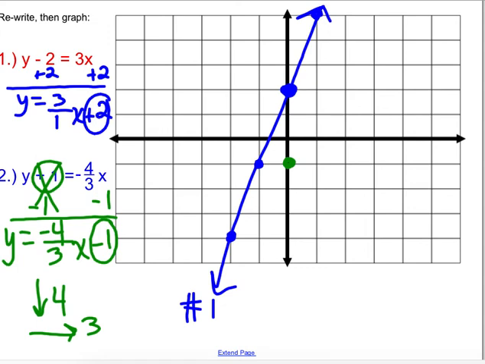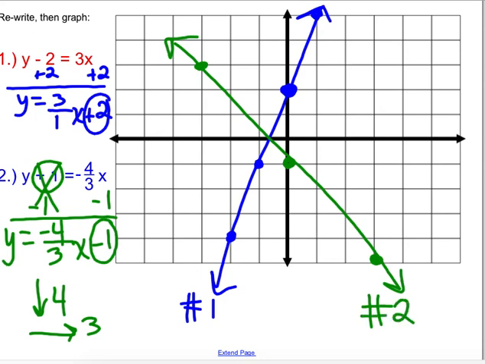So from your intercept, you go down 4, right 3, or you can send it in reverse and go up 4, left 3. Either way, you should end up with a nice straight line, something like this, and we'll label that as the line for question number 2.